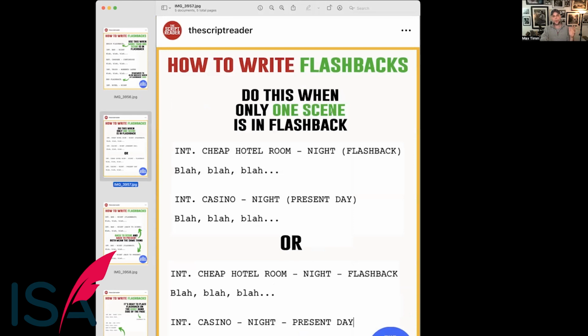Okay, do this when only one scene is in a flashback. You could use parentheticals in the scene heading, flashback, present day. I would probably prefer not using the parentheticals around it, but some people might like to do that because it does draw the eye a little bit. If it's just one scene, I get it. I think you could probably do the same thing as you did on this page.